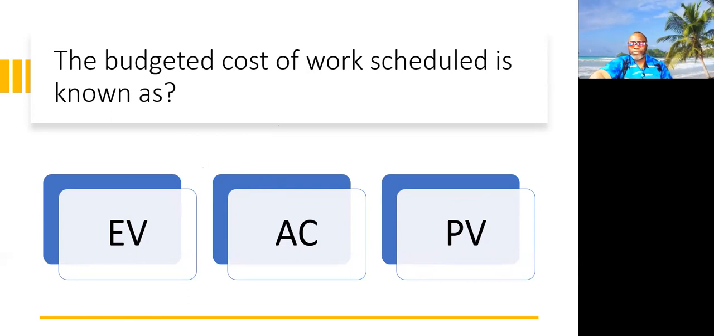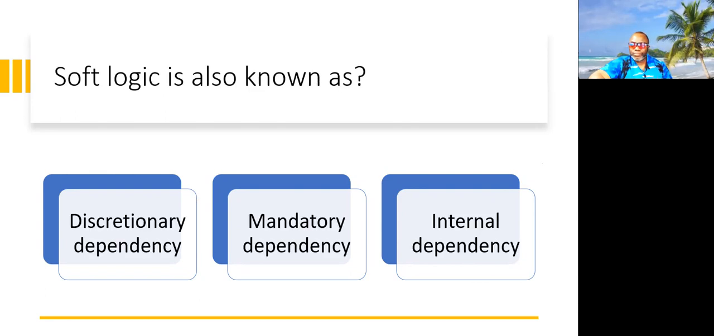The budgeted cost of work scheduled is known as, this is so easy. 3, 2, 1. Well, we know it's not the actual cost because it says budgeted cost. And we know it's not the budgeted cost of work performed because we just did earned value. So the answer is planned value. What is scheduled? Planned, scheduled, if you get it. Cool. Let's move to our next one. Soft logic is known as what?